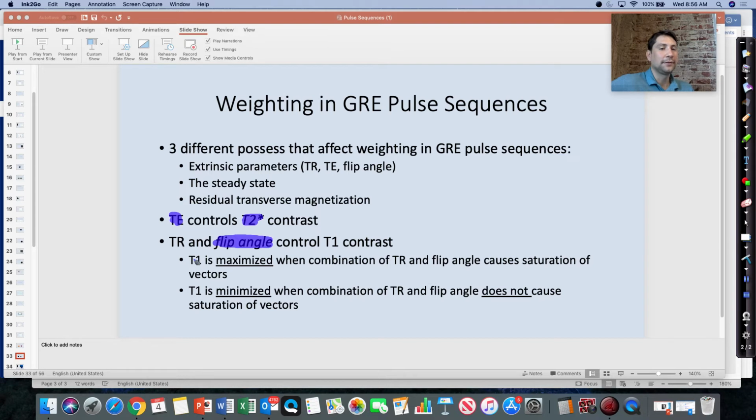T1 weighting is maximized when a combination of TR and flip angle cause saturation of the vectors, so past 90 degrees. T1 is minimized when the combination of those two parameters does not cause saturation of the vectors.